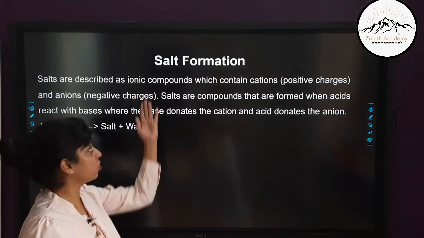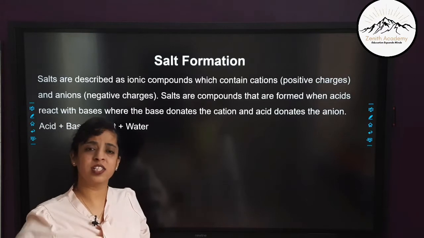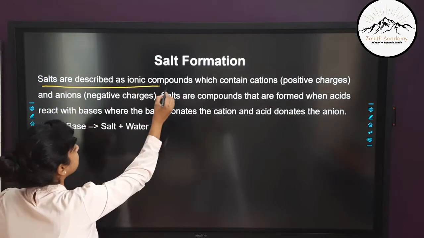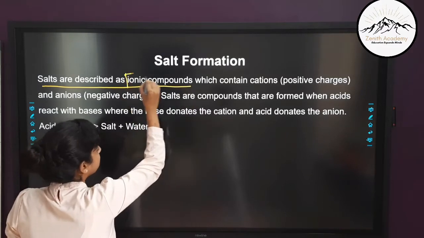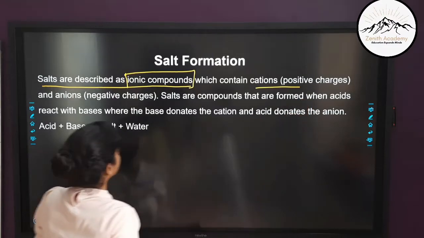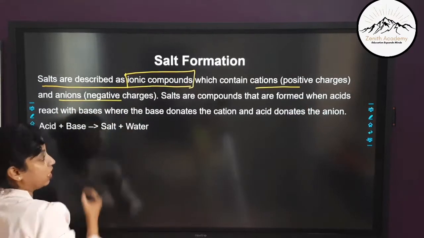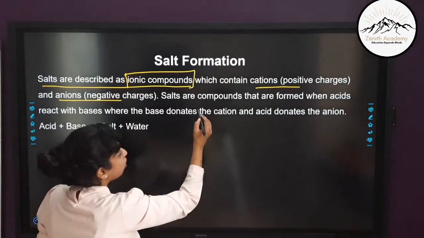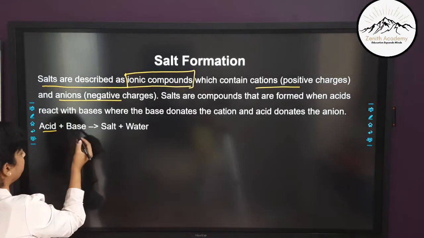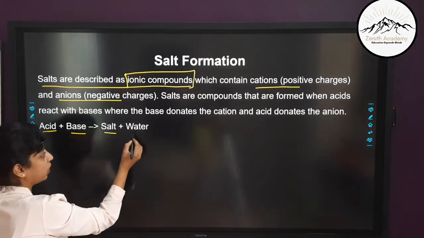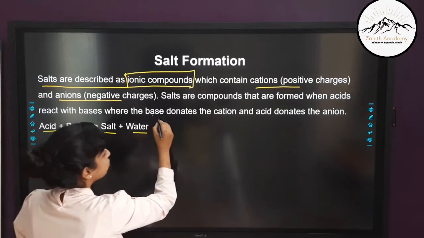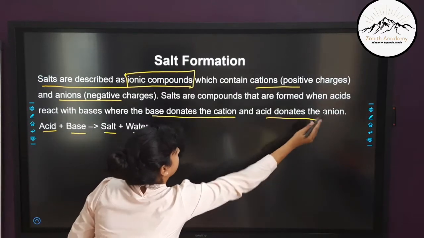Now students, let's go on to salt formation. How is this salt formed? So salts are described as ionic compounds. Okay children, salts are ionic compounds which contain cations that are positive charges and anions which are negative charges. Now salts are compounds that are formed when acids react with bases. So we know when acid reacts with base, salt and water are formed. This is a neutralization reaction, where the base donates the cations and the acid donates the anion.